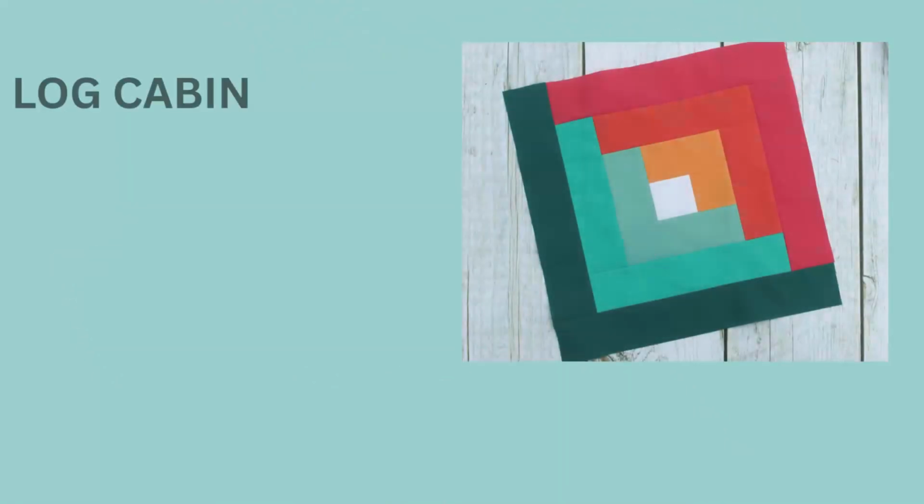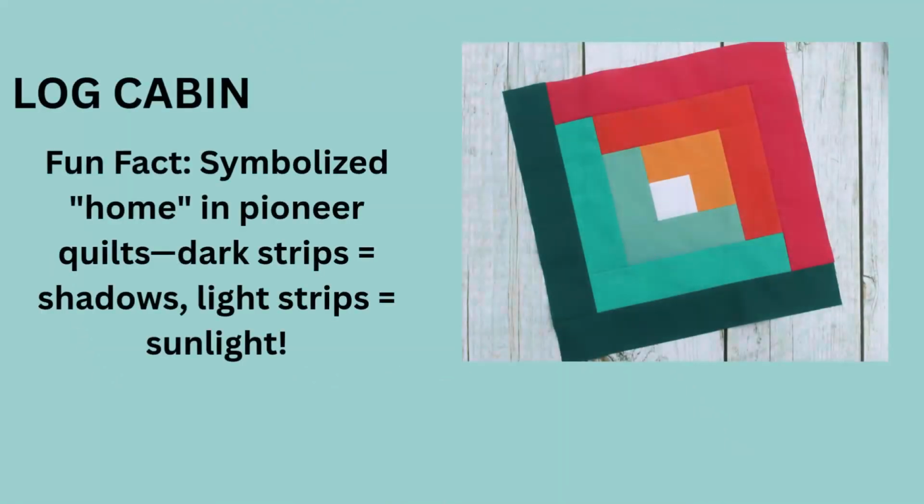Now, guess the quilt block. This one can be a little bit tricky. Right, here we go. I'm going to read the questions. You need to guess what the quilt block is. This block has a large center square with logs wrapped around it. Which one do you think it is? It's a log cabin. Fun fact, it symbolizes the home in pioneer quilts: dark strips for shadows, light strips for sunlight. Beautiful. Did you know that?